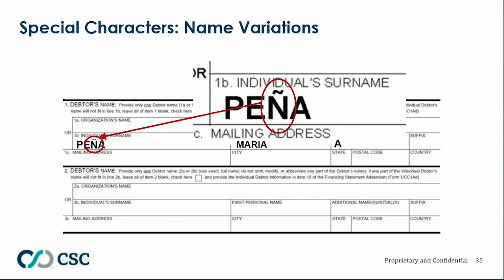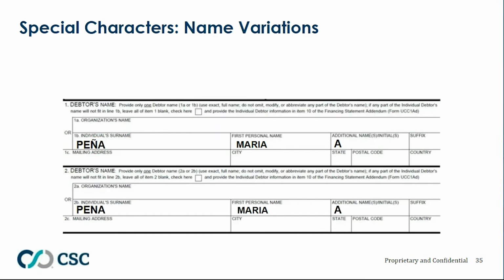Now, one thing to bear in mind is, how are people going to search this? Well, probably they're going to search it by an N, not with the diacritical mark. So it is probably a good idea, and also a good idea to avoid rejection by those states that reject special characters, to also provide the name as it's likely to be searched to make it easier to find the record. Just use the N in this case.